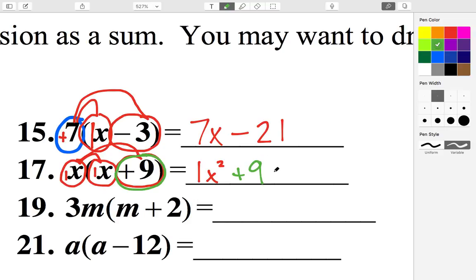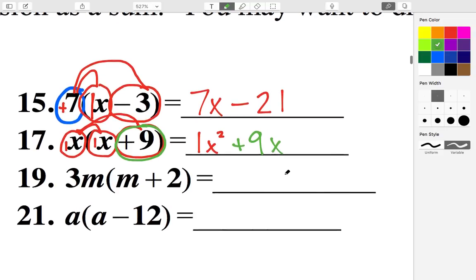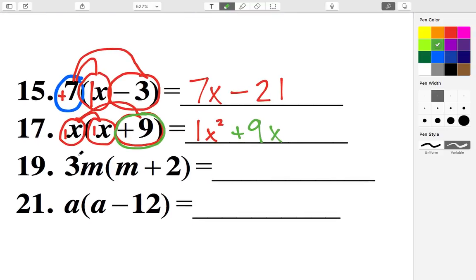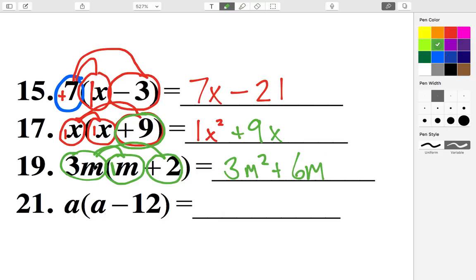Okay, 19. This is going to be 3m times, and if you need to, put your 1 here for 1m. 3 times 1 is 3. Now, when you have multiple m's, you're going to say how many m's are there? 1, 2, m squared. Not 2m, m squared. 3m times positive 2. What is 3 times 2? 6. How many m's are there? 1. So 1m here, 0 m's, so you only put 1m here.